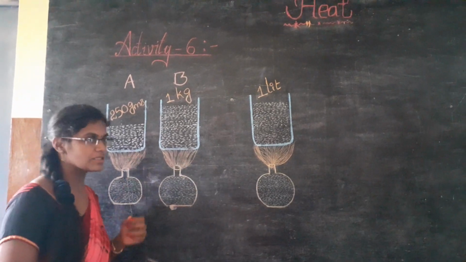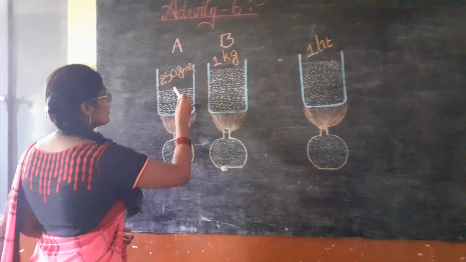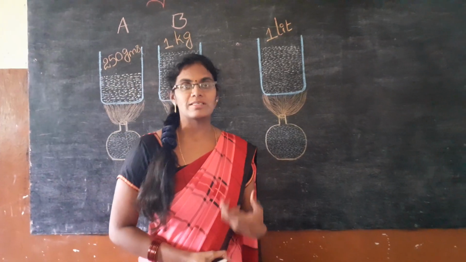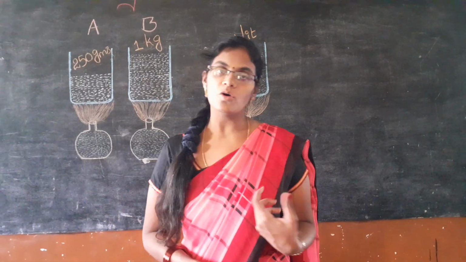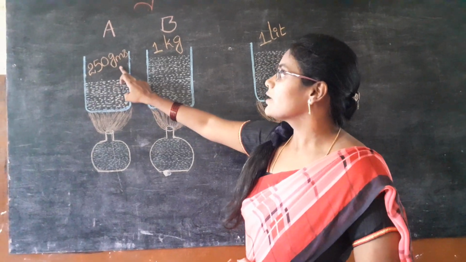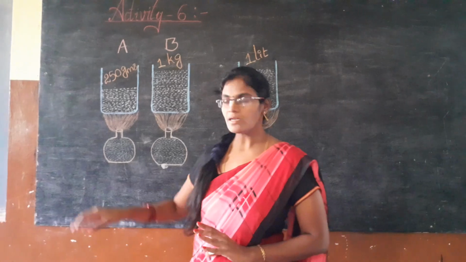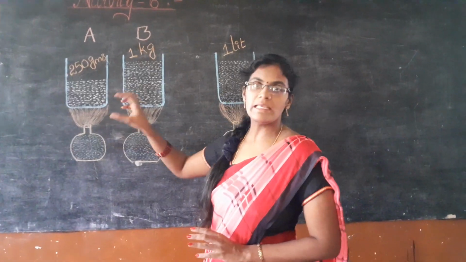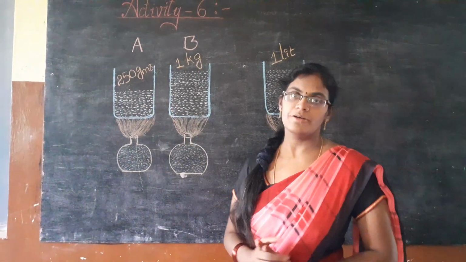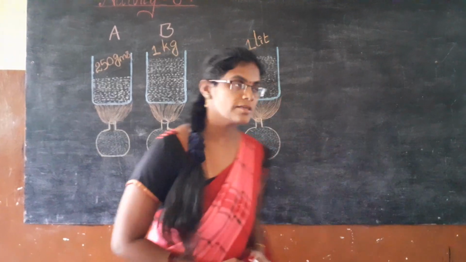Here, by looking at these pictures, you will get one doubt. What is it? Generally we measure water or any liquid in milliliters or liters. But here we have taken grams and kgs. Why? Because here we are getting the relationship between mass and heat. So that's why here I consider grams and kgs.